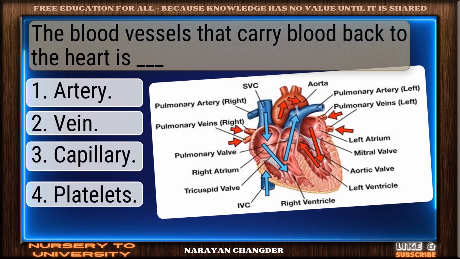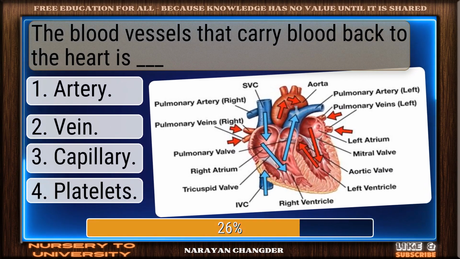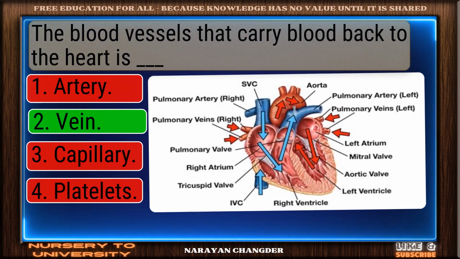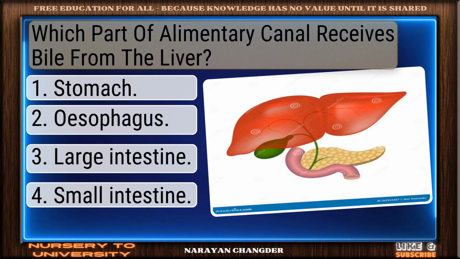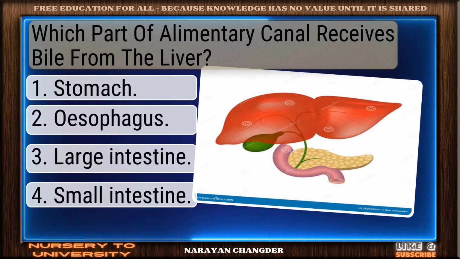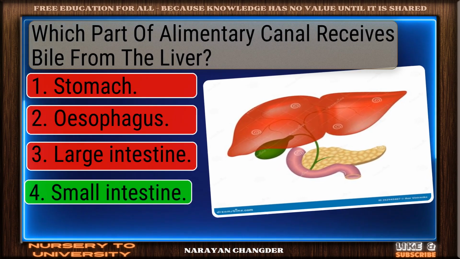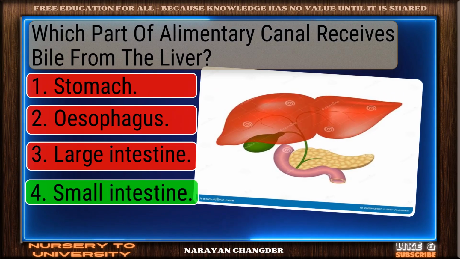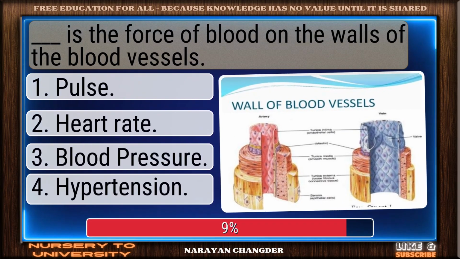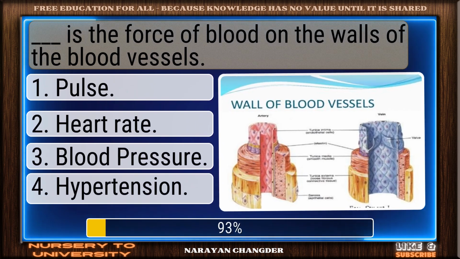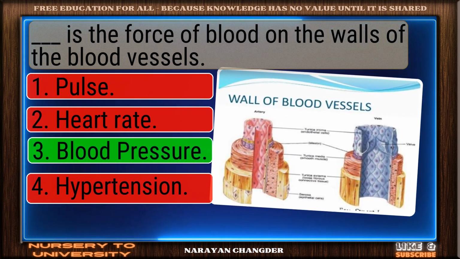The blood vessels that carry blood back to the heart is dash. Clear logic. Vein is sound. Which part of alimentary canal receives bile from the liver? Strong choice. Small intestine is right. Dash is the force of blood on the walls of the blood vessels. Good thinking. Blood pressure is right.